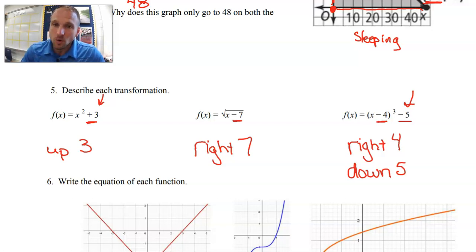With the x, though, those are backwards. The x's are liars, okay? X's are liars. Minus 7 is actually going to go right 7, like a plus 7, and the minus 4 is actually going to be like a plus 4 going right 4.